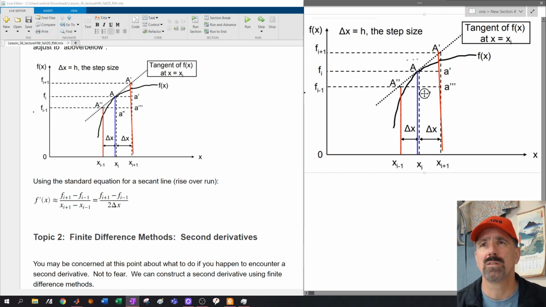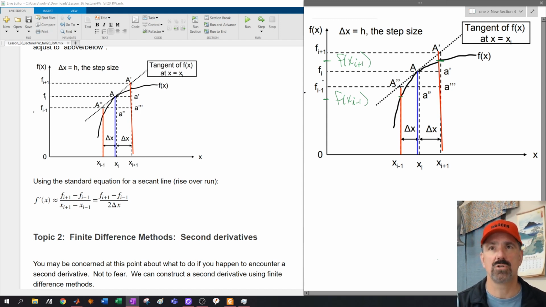So, of course, the big issue is the fact that this value here is really f at x sub i plus 1, right? That's where the function evaluates at x equals i plus 1. Similarly, down here, this is the function value f at x sub i minus 1. The values that are given here in the graphic are associated with the tangent line approximation at the point x sub i. And so we're not really interested in that information. That's not what we're talking about here.